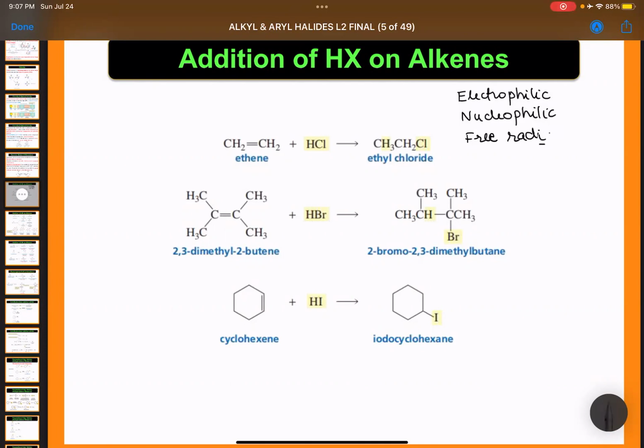So what kind of addition is it? Addition of HCl. Any idea? No, sir. Okay, no problem. This addition is actually an electrophilic addition reaction. Okay. So what are electrophiles? This is an electrophilic addition reaction.